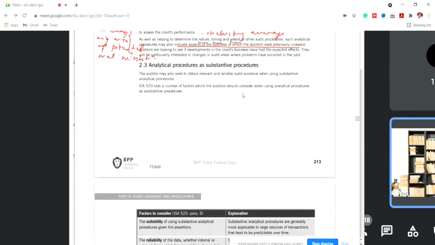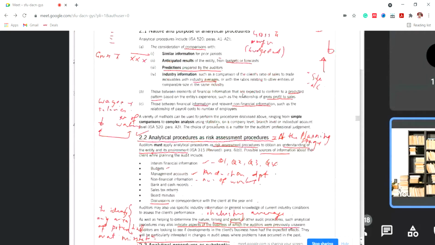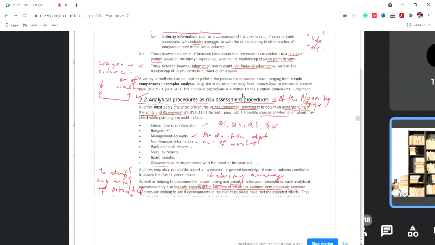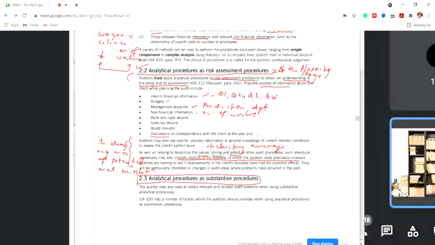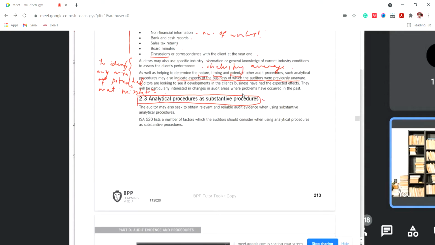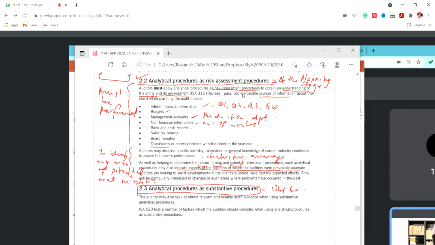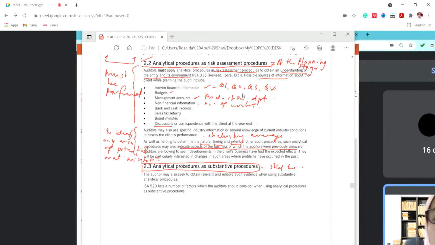Okay, analytical procedure at the substantive procedures. So this is the second one. Okay, where at the planning stage just now you must perform. Okay, you must perform. So this one. Okay, you must perform. Must be perform. Tak boleh tak buat. Okay. For the substantive procedure, it should be performed. Okay, so means that if you think it necessary to extend your audit procedure, then you perform. If not, no need.